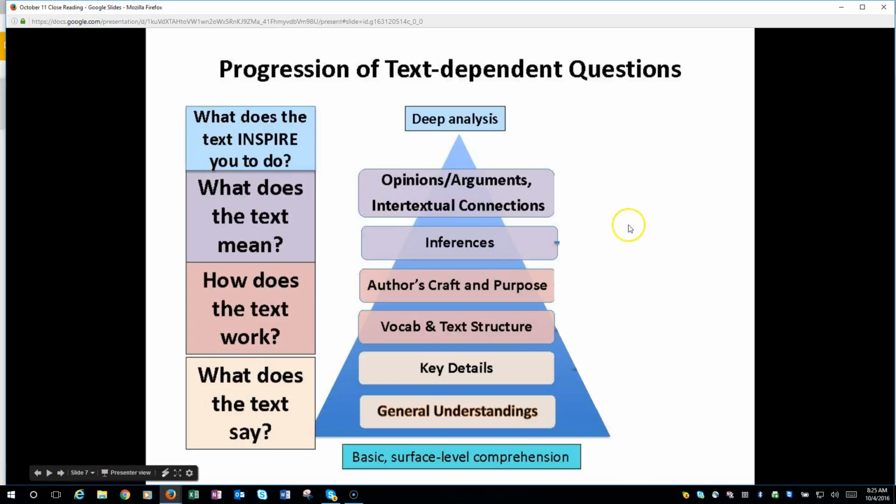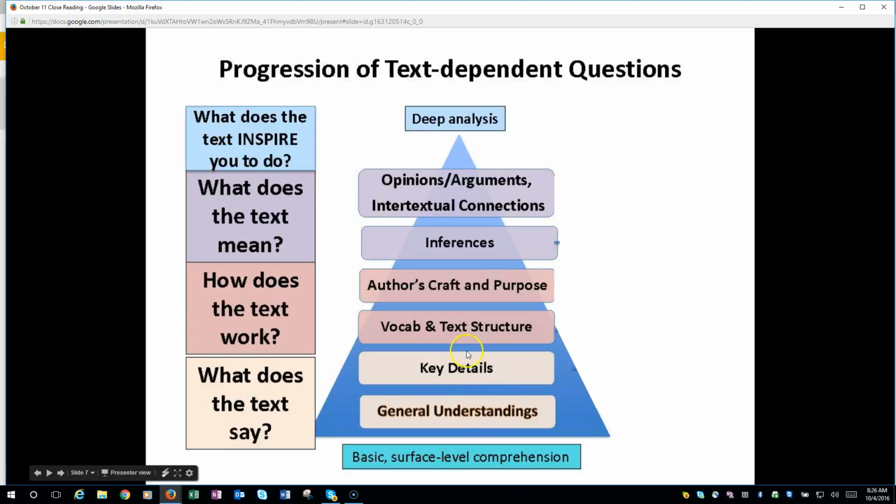So let's take a look at the progression of text-dependent questions, because this is so vital in a close reading lesson. You begin with what does the text say, and that is at the basic level, general understandings. What's the name of the author? What's the setting of the story? Those types of things. The key details are the surface.